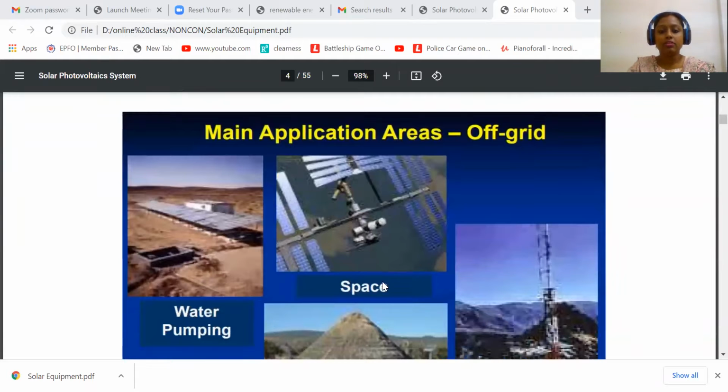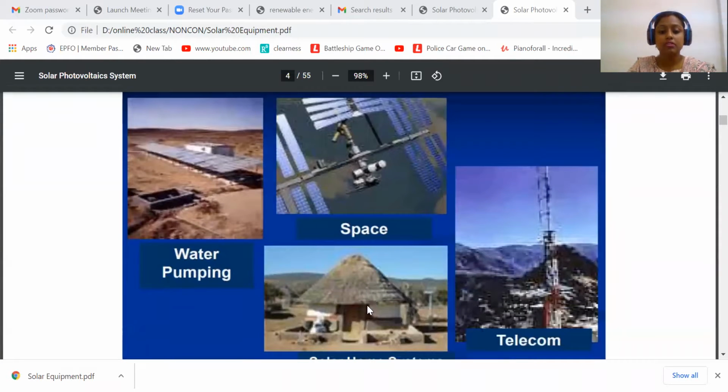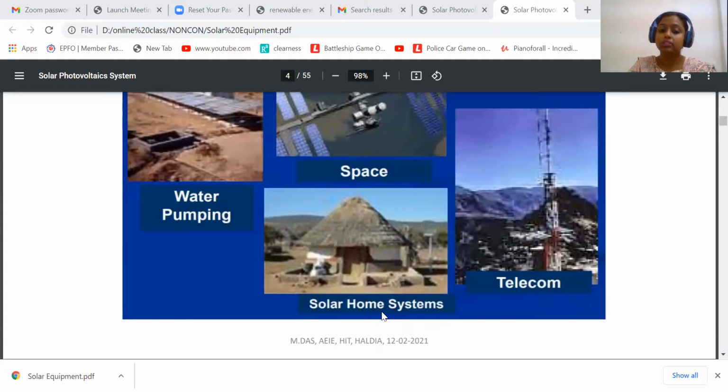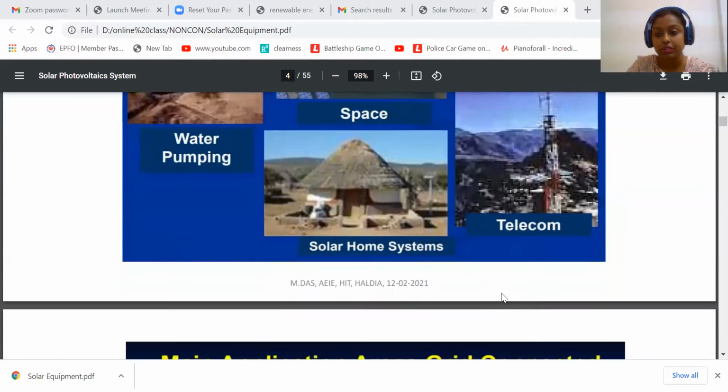What are the main applications? Generally, there are on-grid applications and off-grid applications. Solar photovoltaic is used in water pumping systems for agriculture, in space technology, and for rural home systems. Solar home systems are available, and some telecom applications are there.